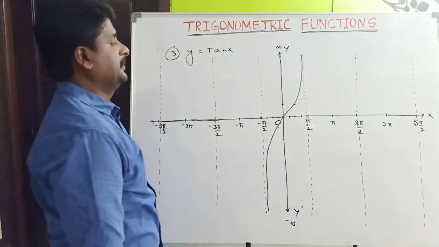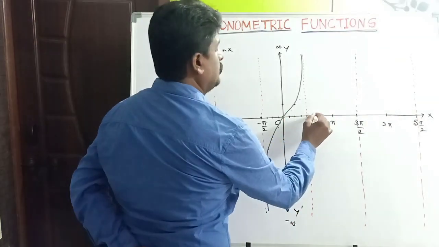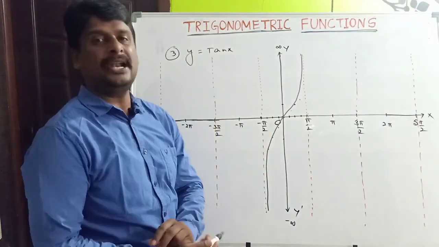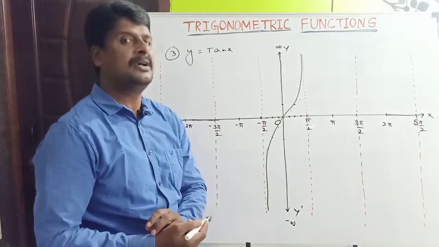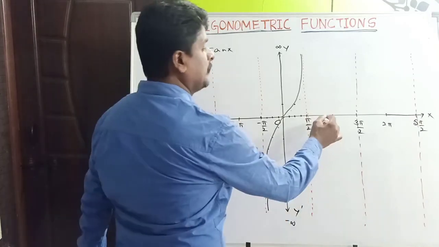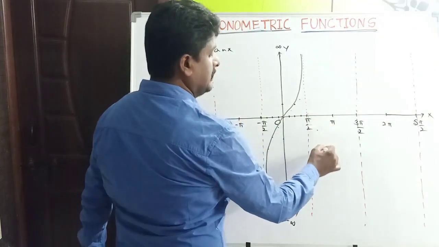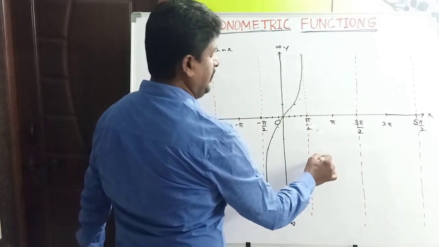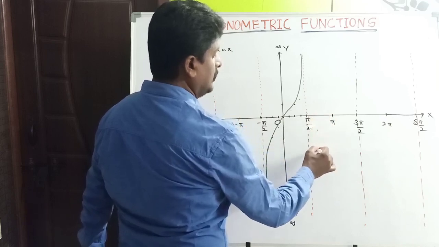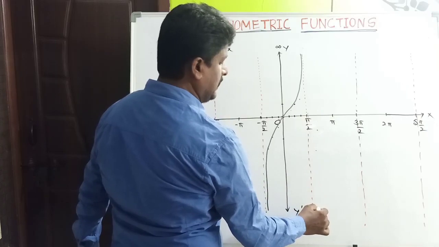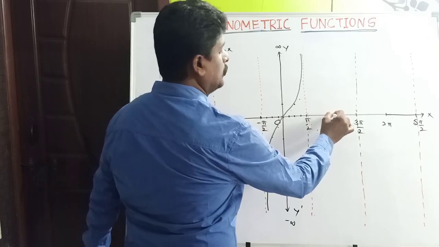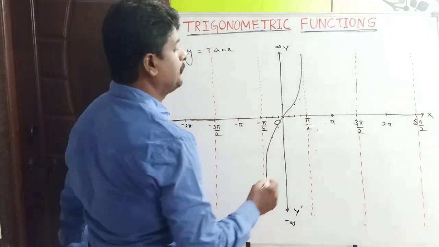Okay? Next, after pi by 2, somewhere here 120 degrees. After 90 degrees, 120 degrees. Tan 120 degrees, whichever the value, in the second quadrant tan is negative, so we get below the x-axis. For 150 degrees, it may be somewhere here. For 90 degrees, on the right side, somewhere here. Going on, these are the values. At pi, it is 0.